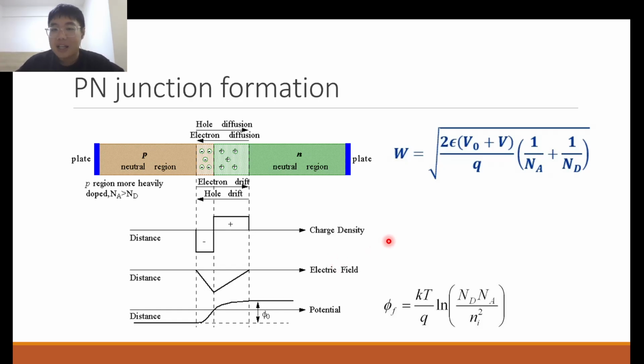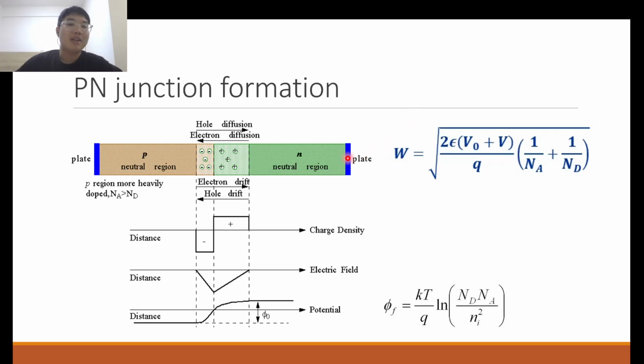Okay, and also importantly, the width of the depletion region is inversely proportional to your dopant concentration. There's this inversely proportional term to be more precise. So the higher your dopant concentration, the smaller the width of the depletion region. Why? Because it makes sense.